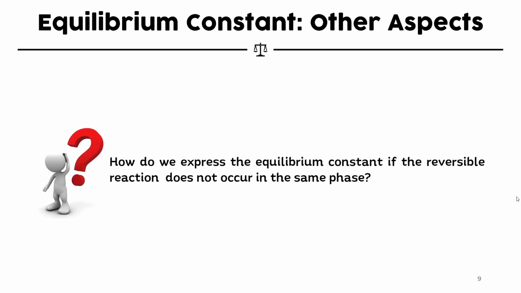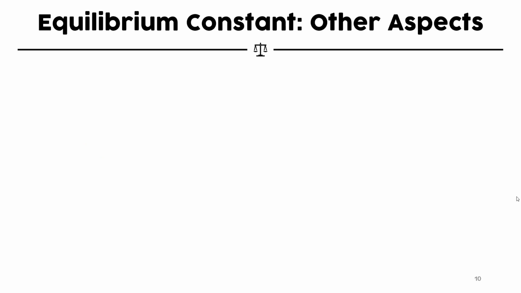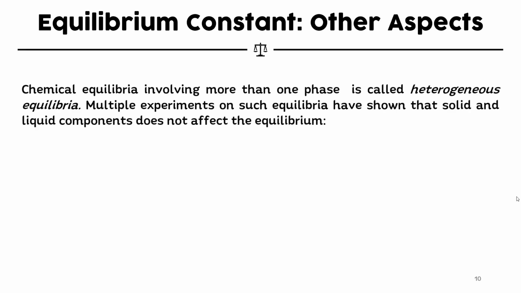That means either one of the products or the reactants is in a different phase from the rest of the components in the chemical equilibrium. So how do we address that? Those kinds of chemical equilibria are what we call heterogeneous equilibria. Now, experimental data has shown that liquid and solid components do not affect the equilibrium.